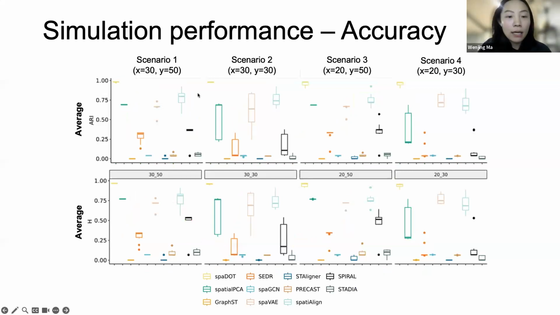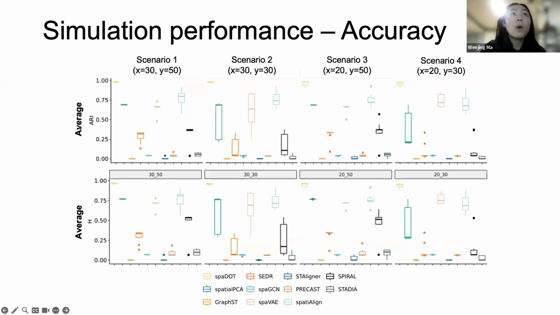And here I would like to present our simulation performance about the clustering accuracy, which means the domain detection accuracy. We use the ARI and the homogeneity here as an example. The ARI measures the similarity between the two clusterings of the ground truth and the predicted domains. And the homogeneity is for saying whether each detected domain contains just one single true class.